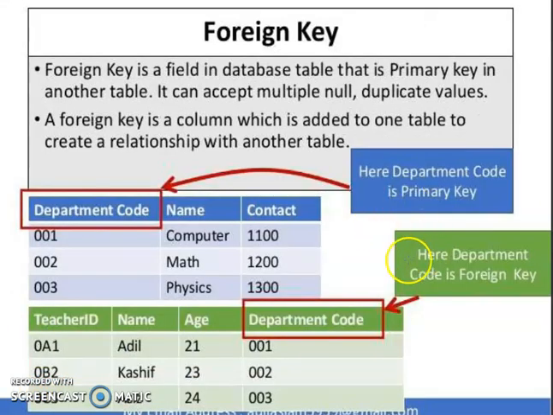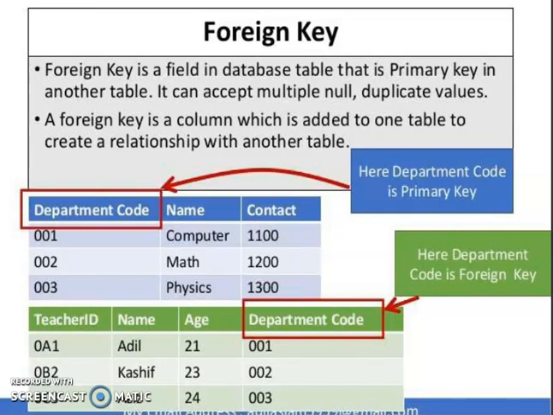Foreign key means it is a field in a database table that is the primary key in another table. It can accept multiple null or duplicate values. Here in this table, department code is the primary key. The same department code is also there in another table, but in that table department code is not the primary key. If the primary key of one table is available in another table, that is called a foreign key.